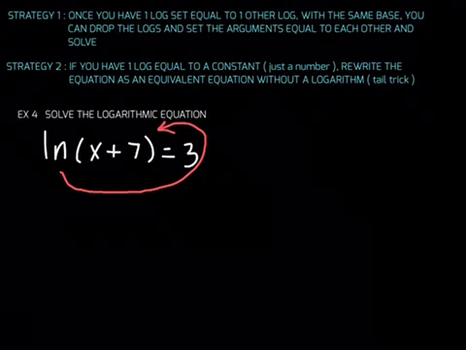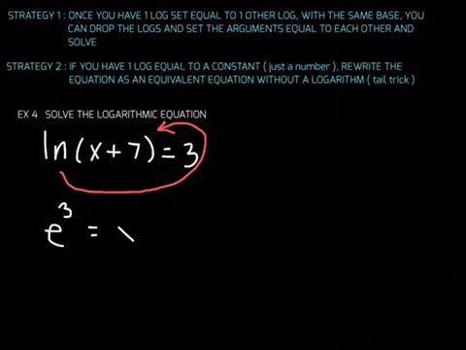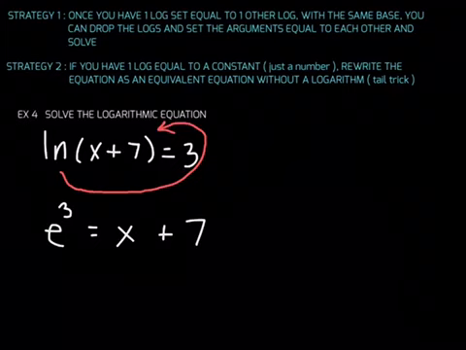So then you're going to have e cubed is equal to x plus 7. Don't worry about finding out what e cubed is. You can keep that as an exact number, okay? You don't have to punch that into the calculator. Solve for x here.